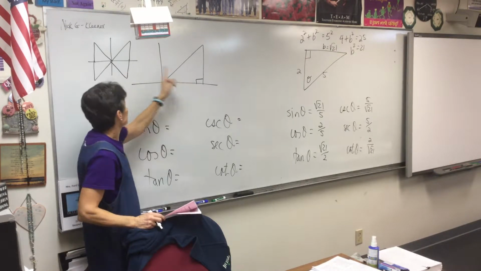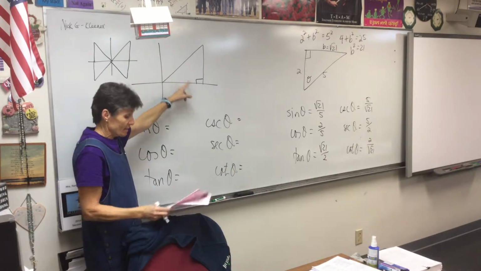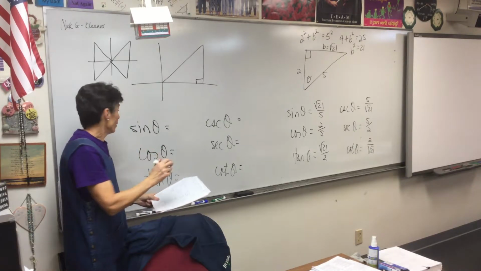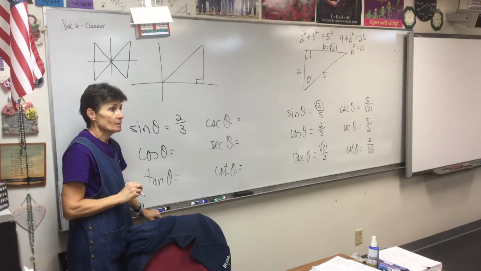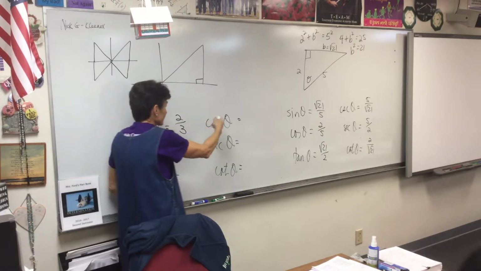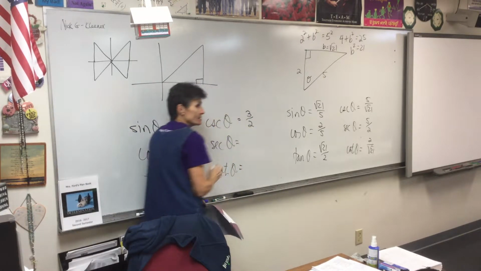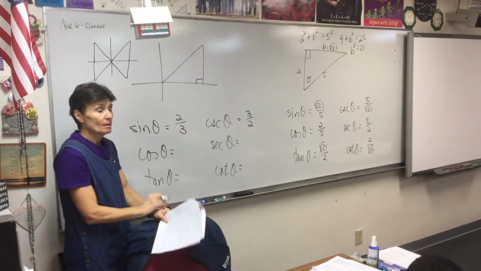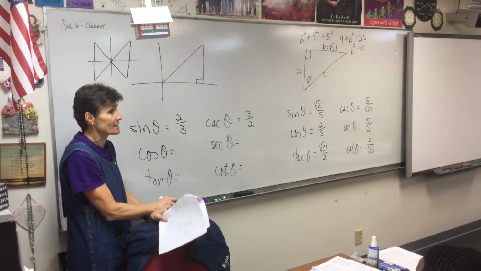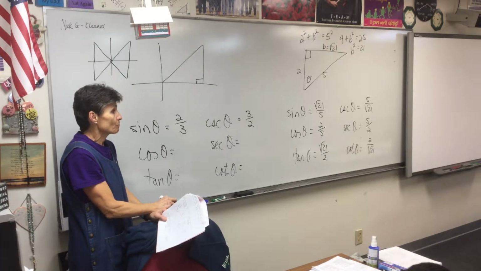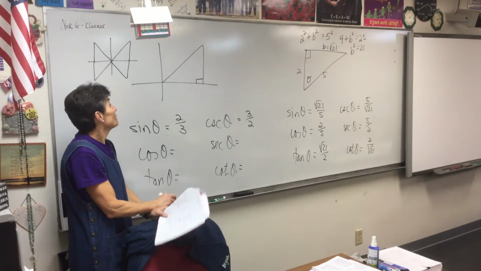So here I go. Here's this guy right here. I just drew him right here. Now all they told me was that the sine is 2/3. Now that automatically means the cosecant is 3/2. But how am I going to go about finding all the rest of the things I need to find? Jack? So sine is opposite over hypotenuse.